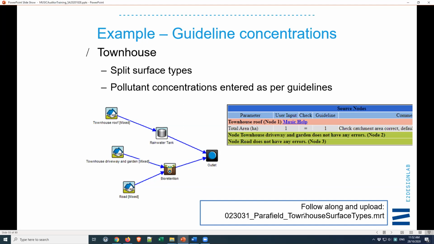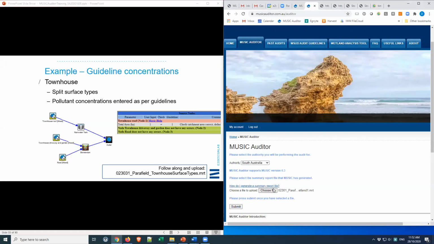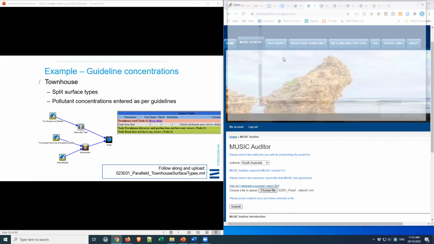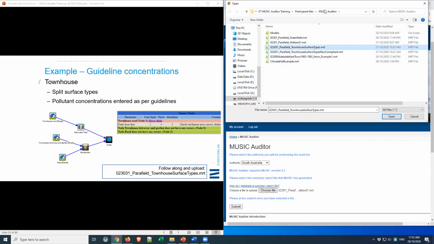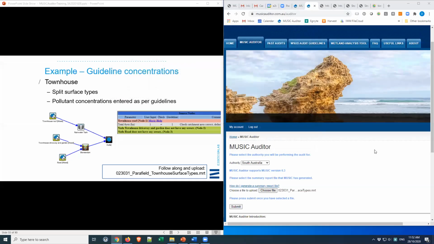So this is our first example. If you'd like to try, and I'll just put that on the side so you can see. If you'd like to try opening up the MUSIC Auditor, and we'll just have a go at uploading a file and see if we can get that to work for everyone. We'll just do the townhouse surface type example. So in the MUSIC Auditor, I'll just choose File. I'll choose that townhouse surface types.